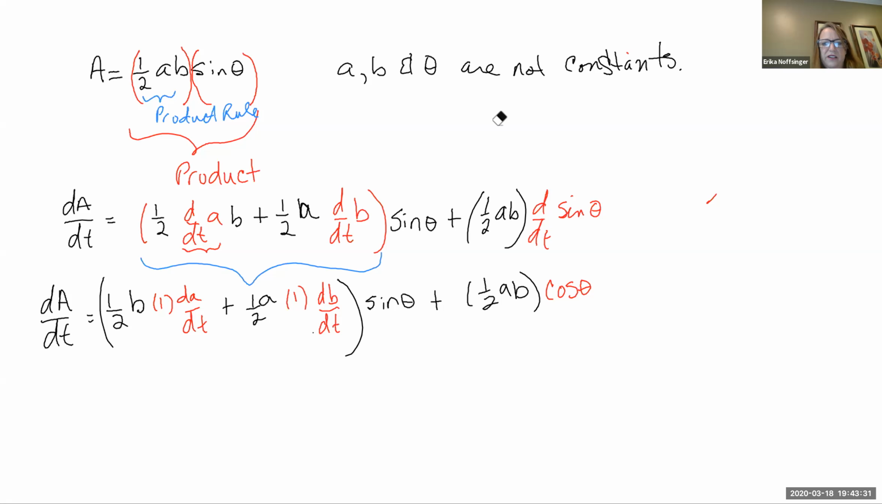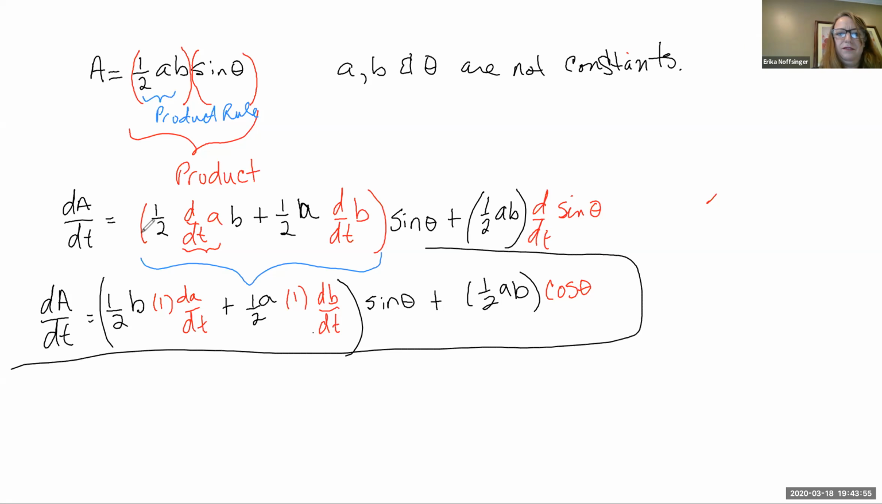So I don't know how much we can clean it up besides just distributing the sine theta and writing it all in one color. I guess we could factor out a 1/2 from everything, but other than that, I think that's good enough. Okay, so that's the start of related rates, and we'll look more into different scenarios tomorrow.